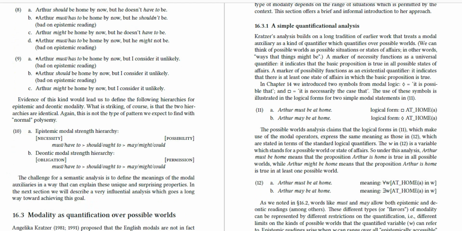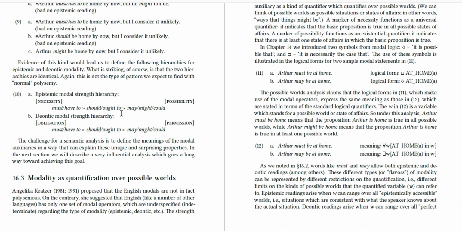So we move to 10. Here we have epistemic modal strength. When we use must and have to, it's necessity. Should and ought to are half, or 50-50. May, might, could are about possibility. And deontic for obligation: must and have to are the highest level, should and ought to are in the middle, and the least part, may, might and could, are for permission.